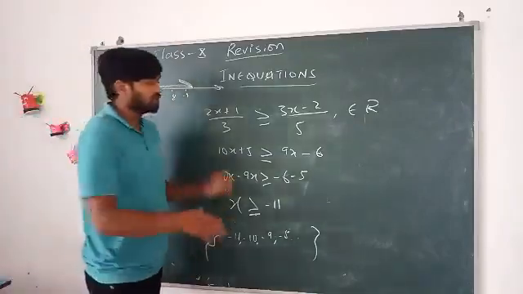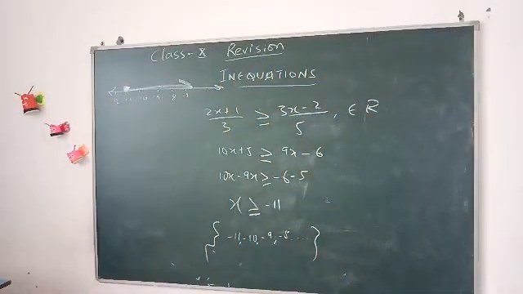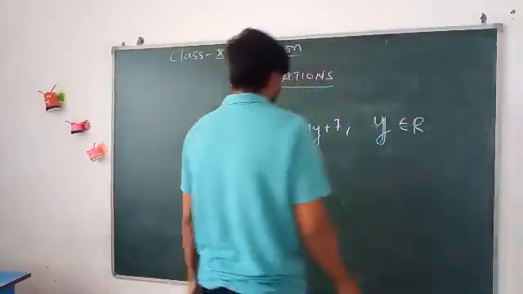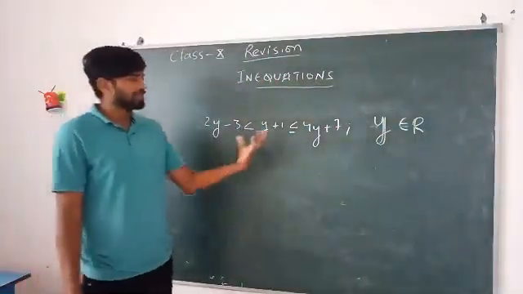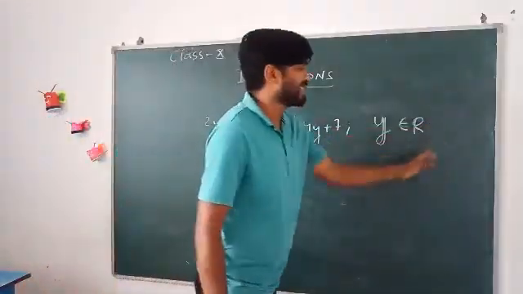Okay, we'll do one more question which has three sides, not two sides. We'll be looking at that question. Let's see one more question which has three sides. It doesn't have only two sides, it has three sides. And the replacement set has rational numbers.